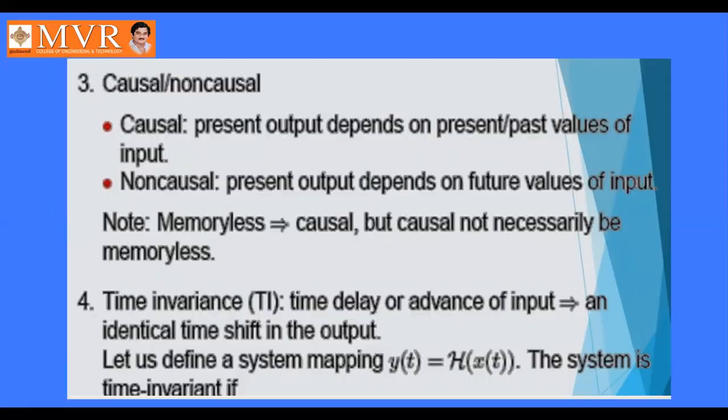Next, time invariance. A time delay or advance of the input leads to an identical time shift in the output. Let us define the system mapping y of t equal to H of x of t. The system is time invariant. Time invariant means it does not depend upon the time.